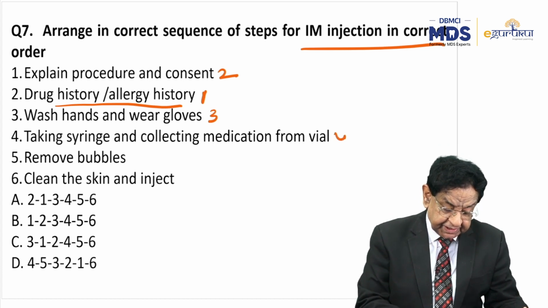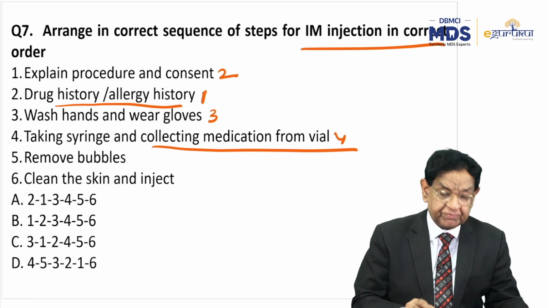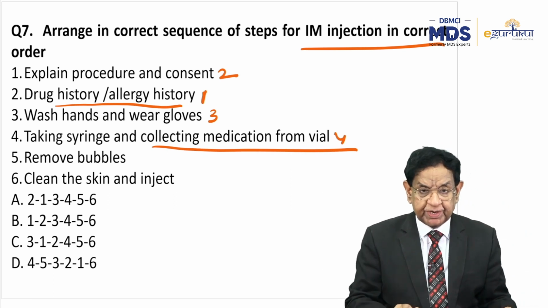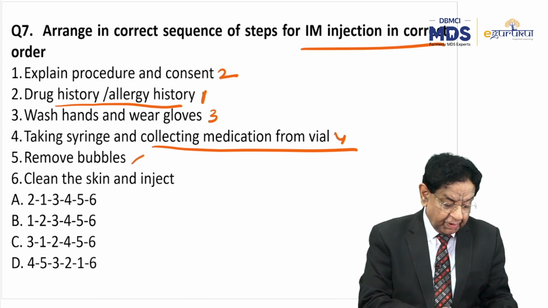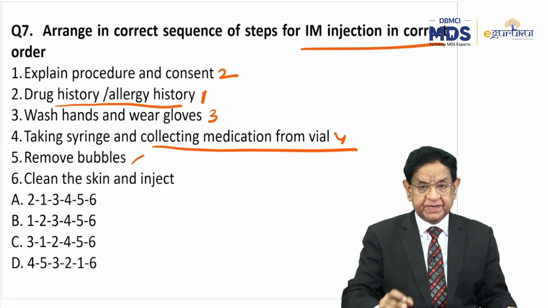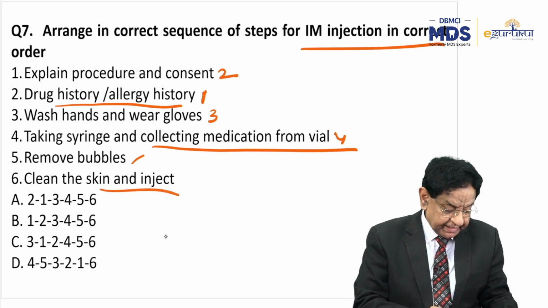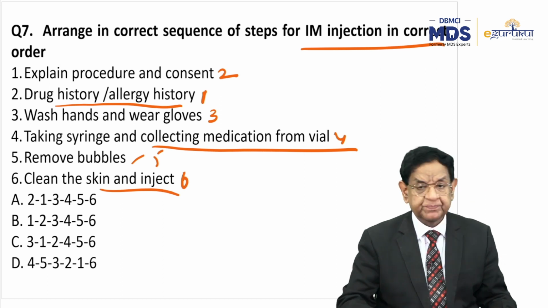Then taking a syringe, collecting medication from the vial. You take the vial, you push some air, then you withdraw it. Remove the bubble when the drug has come to the syringe. You remove the bubble and finally clean the skin and inject. So this is the sequence 4, 5, and 6.